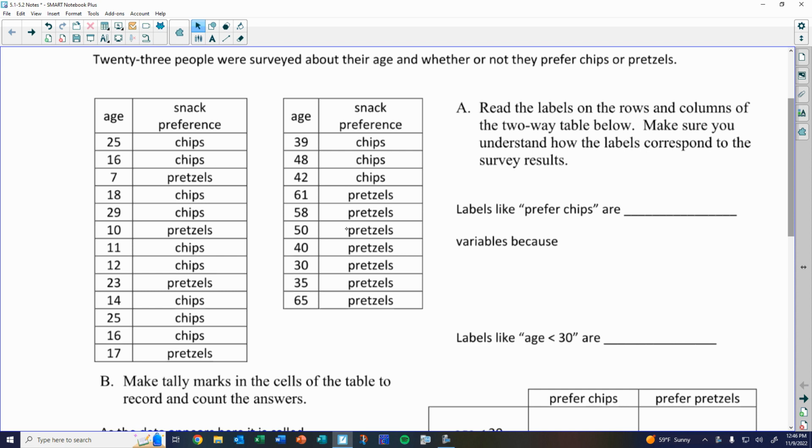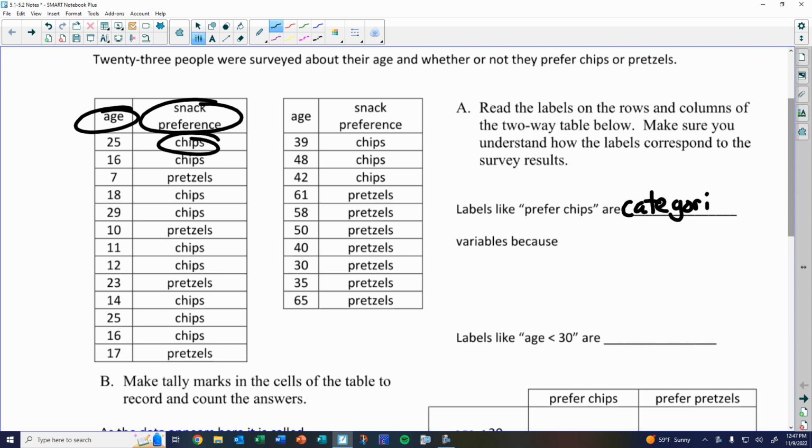So, 23 people surveyed. When you look at this, it says read the labels on the rows and columns of the two-way table. Make sure you understand the labels. When you see something like chips or pretzels, we call these categorical variables. Think of the word category.